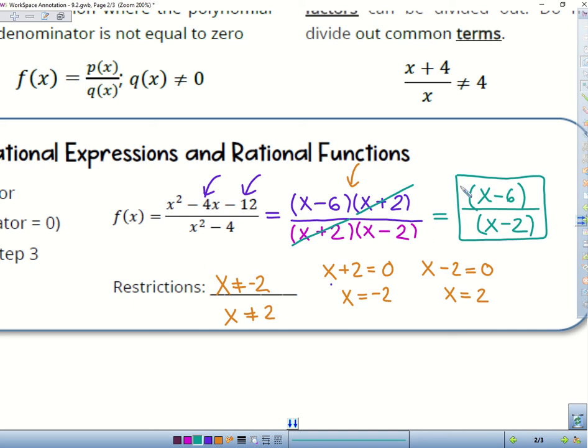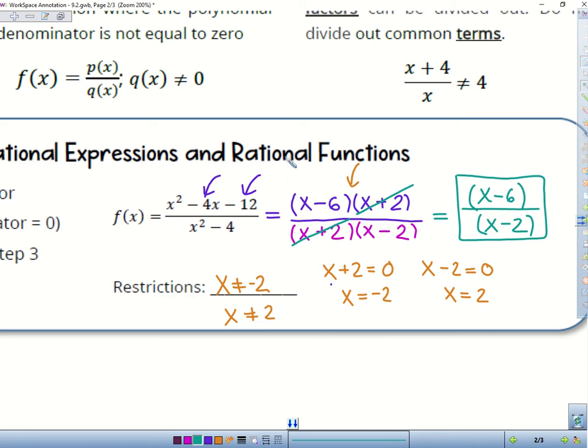Does everybody see why it's so important we find restrictions before we start canceling stuff out? If we tried to find restrictions right now, would we have found all the restrictions? No. We would be missing one of them. So it's always important you find restrictions before canceling.